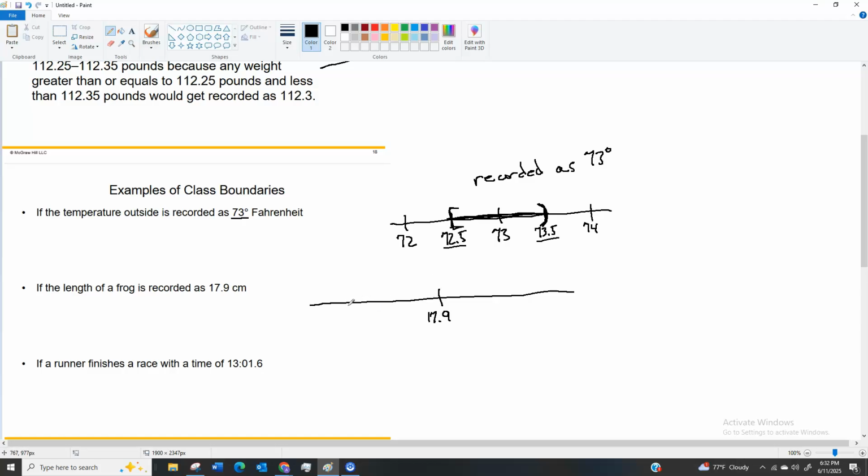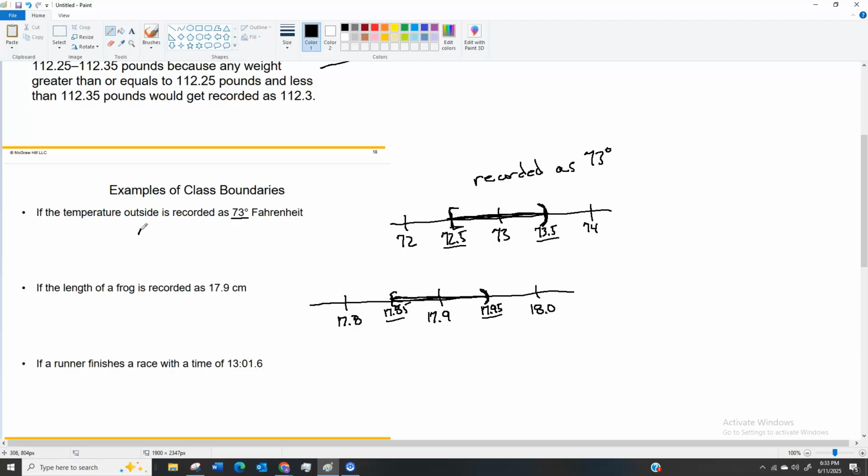Okay, so 17.9 is the value that we're rounding to. What's below that? 17.8. What's above that? Actually, it's 18.0. So the middle, where we would start rounding up to 17.9, would be 17.85. And where we would stop rounding to 17.9 is when we got to 17.95, then we would start rounding up to 18. So the boundary values are 17.85 to 17.95 for 17.9.